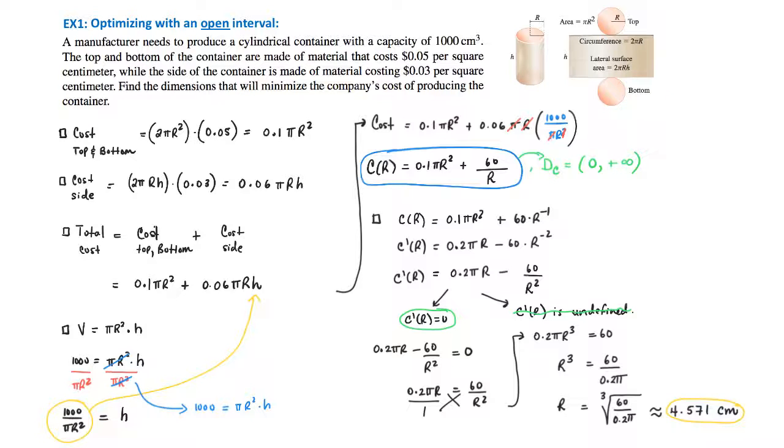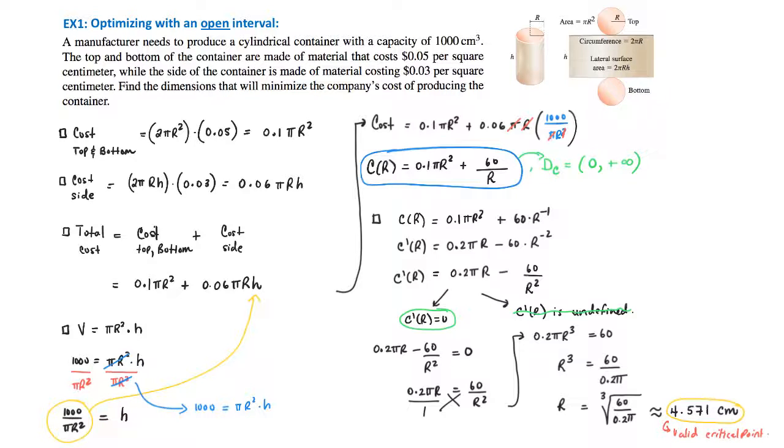Let's quickly make sure that this is a valid critical point. For it to be a valid critical point, this value has to be in the domain of the original function right here. And look at the domain, from 0 to positive infinity. 4.571 is beautifully in the domain of that function. So this is actually a valid critical point. Okay, and we only obtained one critical point. So if we are going to have an absolute minimum, it better happen at 4.571.